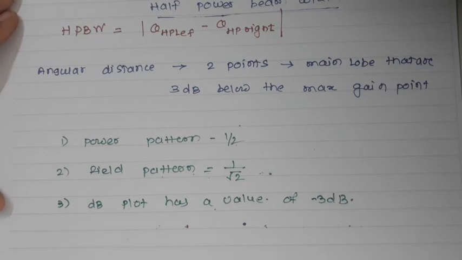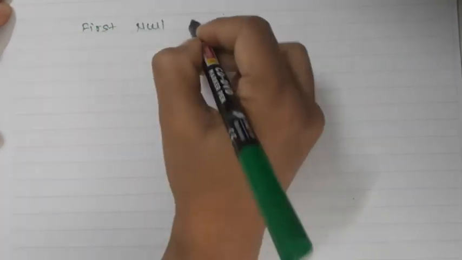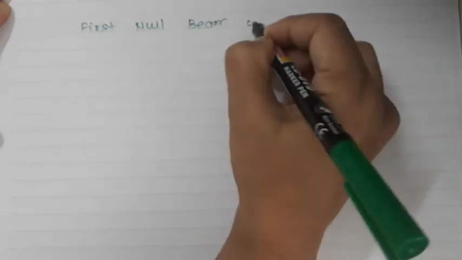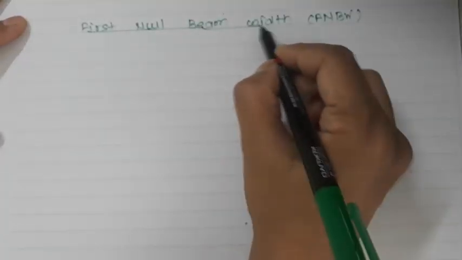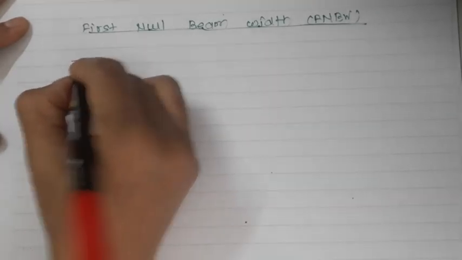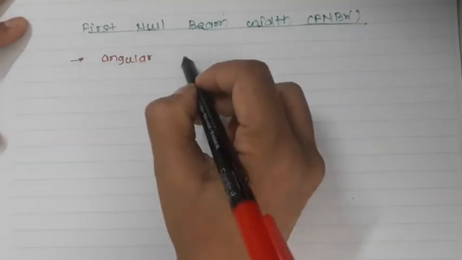Now the first null beam width. As we have already talked about the first null beam width, let us see mathematically what we mean by it. The first null beam width, FNBW, is the angular separation or angular distance between 2 points.